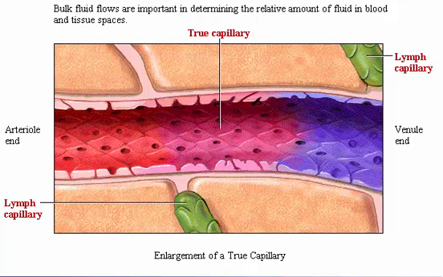Interstitial fluid, including any plasma proteins that have escaped from the bloodstream, enters the lymph capillaries. These leaked fluids and plasma proteins are carried back to the bloodstream by the lymphatic system.